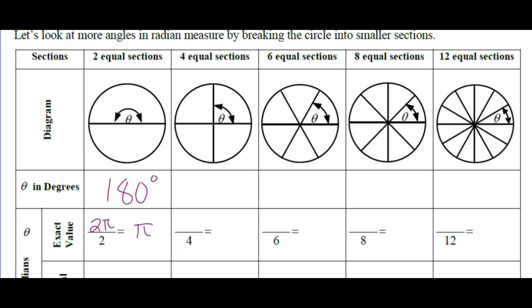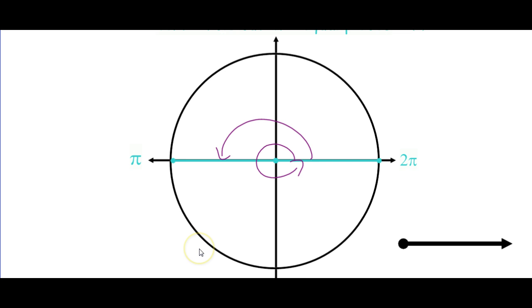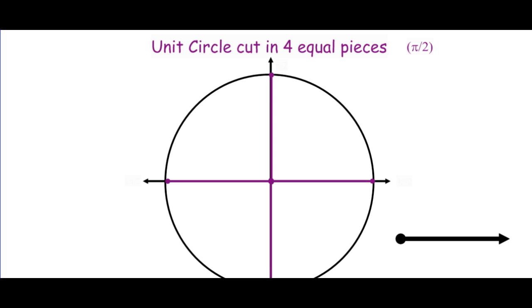Okay, so then, what if we split into 4 equal sections? So we'll go here, and we'll back up. If I cut it into 4 pieces, the pieces will each be pi by 2, right? Like how big is each piece? 2 pi over 4 is pi over 2. So what's up here? This is 0. What's this? It's pi over 2. Right?